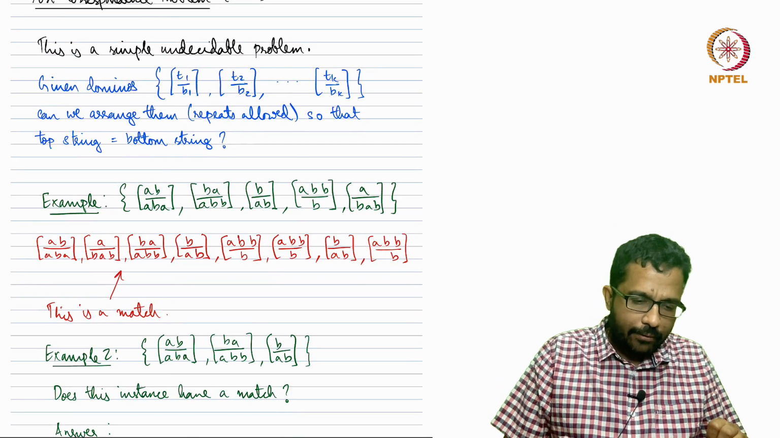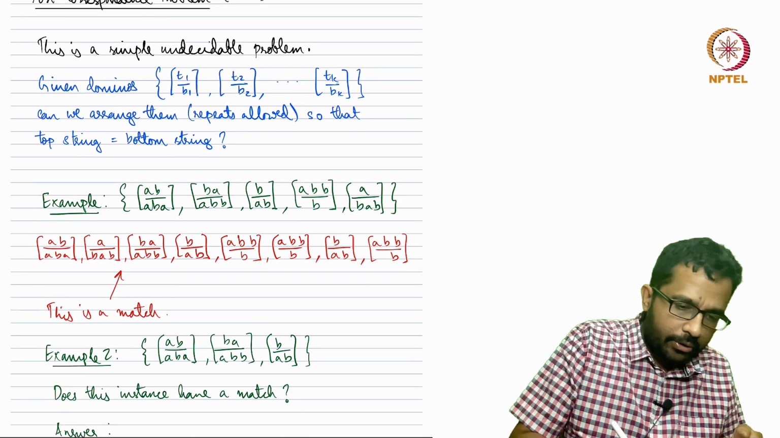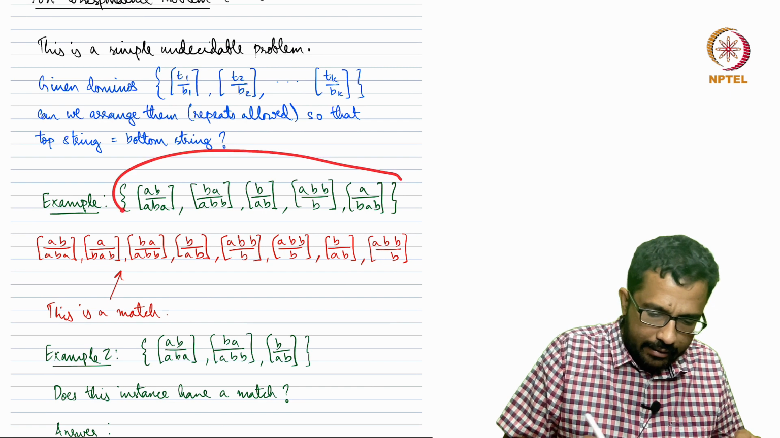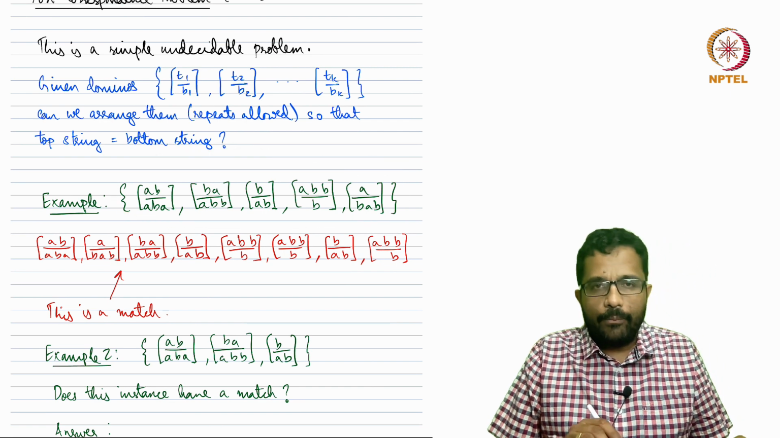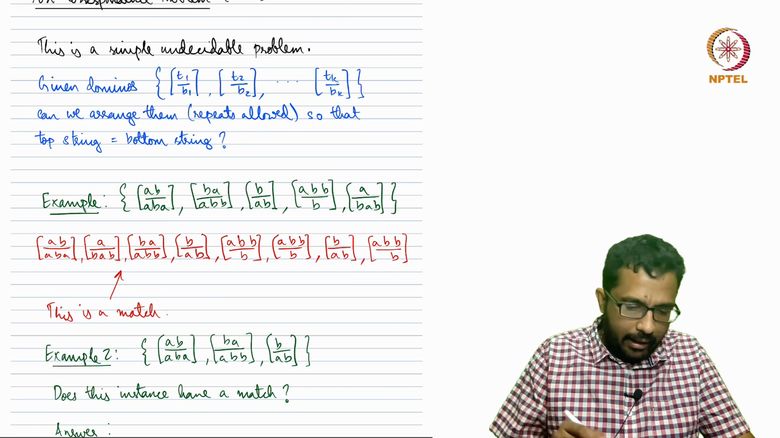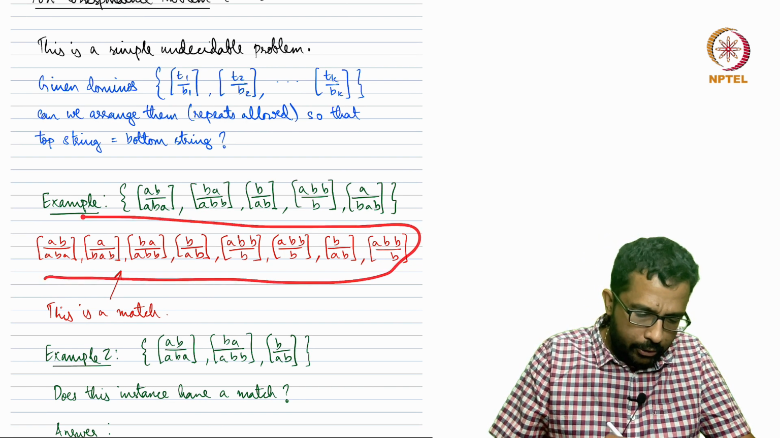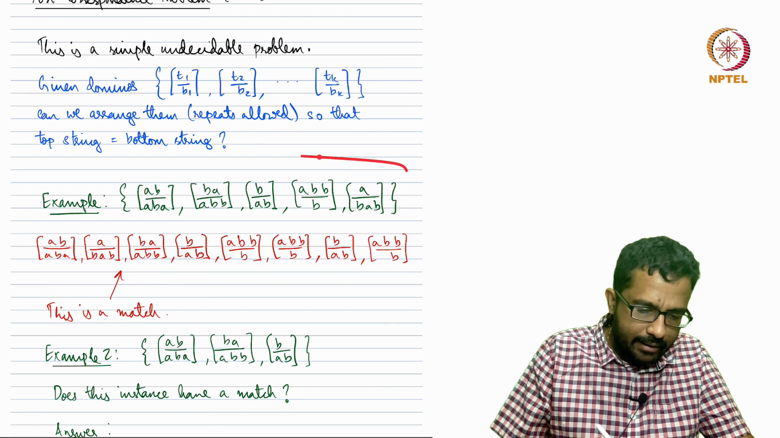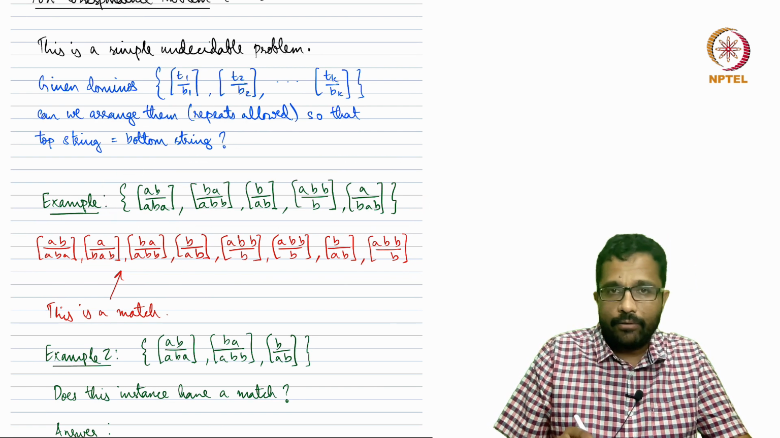So the problem statement is the following: given a bunch of dominoes, and this is an instance, is there a way to arrange these dominoes such that the top string and the bottom string match? And the red part, this one, is a solution for that. This is a match of the instance that is given over here. The instance has only 5 dominoes.